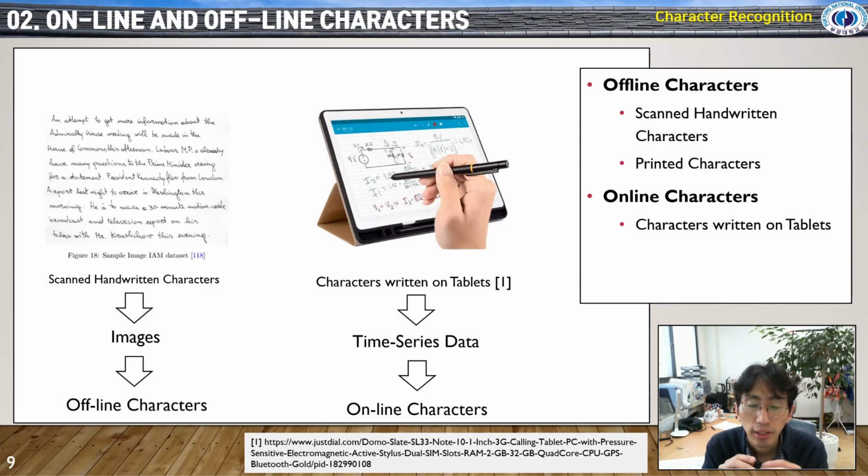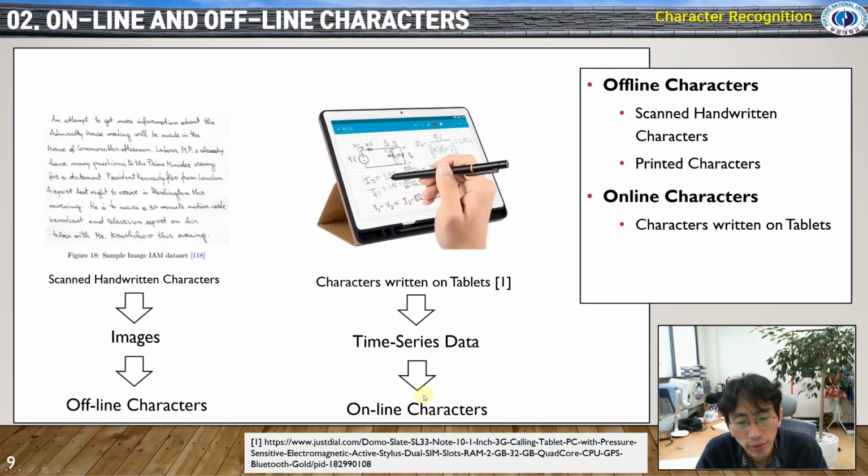So in that case, we can know the traces of your pen and the order of the strokes, and we have more information than the characters on the image. So we call this data online characters. So there are offline characters and online characters, or online handwriting and offline handwriting.